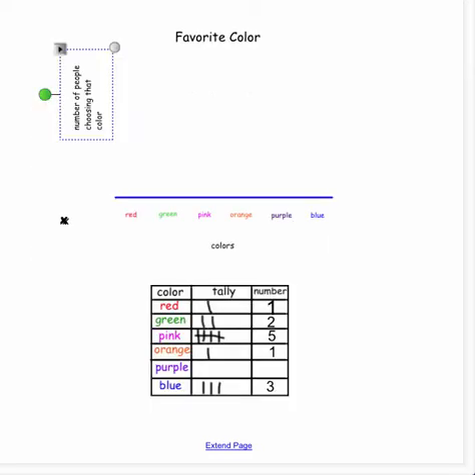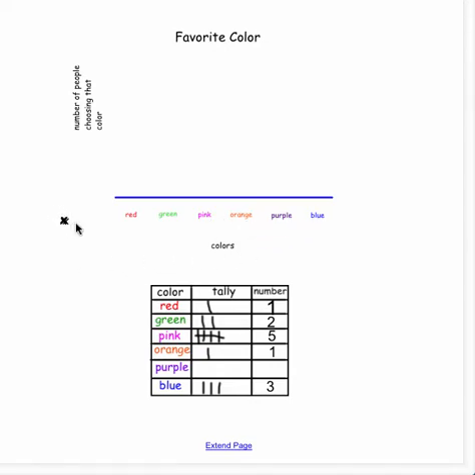Let's take a look at this slide. We are going to make a line plot for favorite color. We have labels, just like we would on a bar graph, that tell us about the information we're looking at. This label here tells us this is going to be the number of people choosing that color. The bottom label is colors. So we have red, green, pink, orange, purple, and blue.